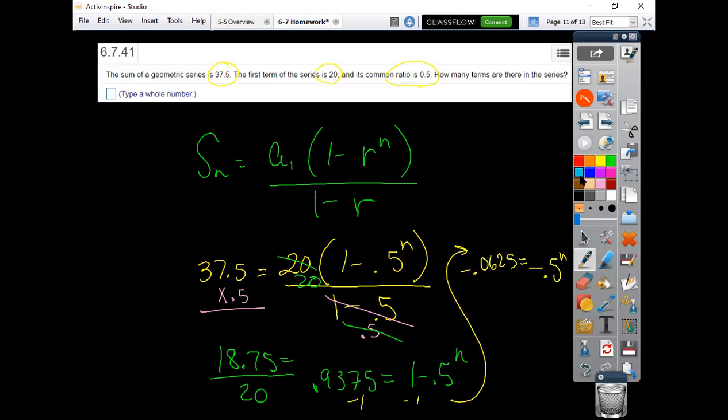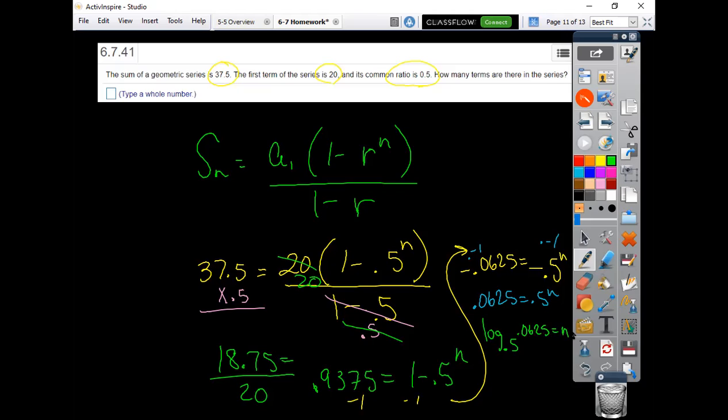If I multiply both sides by a negative 1, that would just change them all to positive, or add this one to that side and add this one to this side, however you like to think of that. And then whenever your variable is an exponent, then you're trying to solve for it, convert it to a log. So I've got my log, there's my base, 0.5, of the answer on the other side, the 0.0625 equals my n.